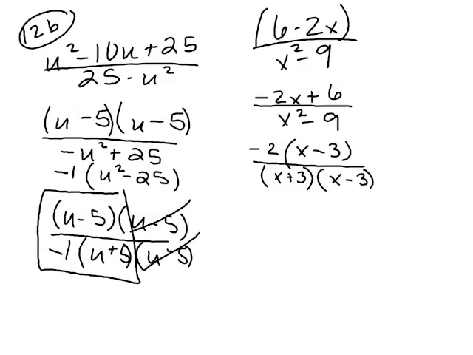Now I want to cancel out common terms. So that's my x minus 3 on top and on bottom. I'm left with negative 2 on top over x plus 3 on bottom.